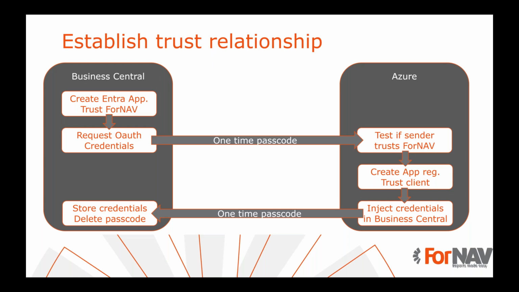Then the next thing we need is that Business Central needs the credentials in order to send stuff to Azure. So Azure needs to start trusting Business Central. To do that, Business Central will send a one-time passcode to Azure. Azure tests if that sender trusts 4NAV and if the one-time passcode is actually in Business Central. Then it creates an app registration where it learns to trust this Business Central tenant. And then finally, it injects the credentials directly into Business Central. And we can do that because the Business Central system already trusts our Azure app.